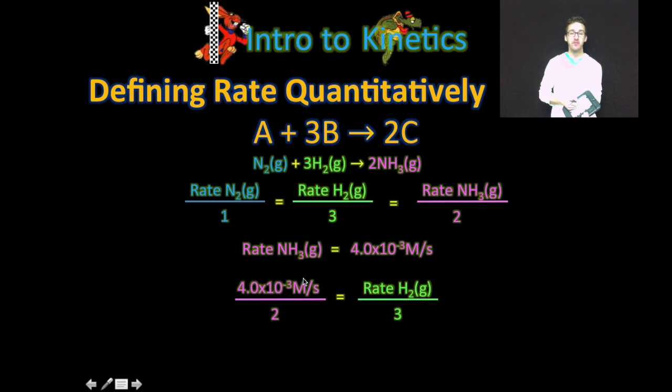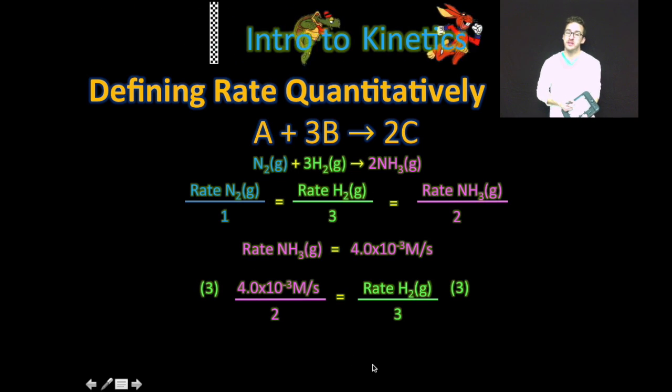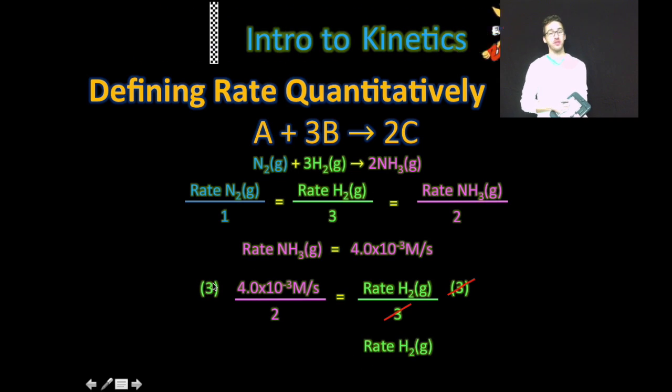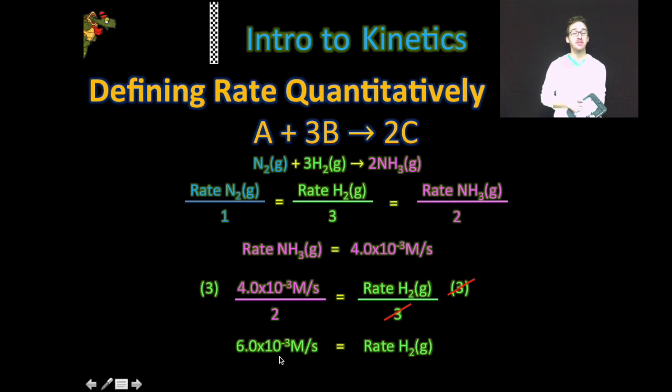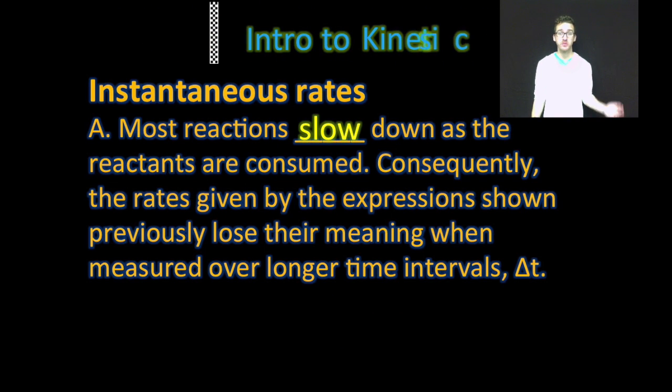So again, if we know the rate of production of ammonia, all we need to do is essentially multiply that value by 3/2 to get the rate of consumption of hydrogen, which is 3/2 or 1.5 times faster than the rate of production of ammonia. Average rates. Boom!